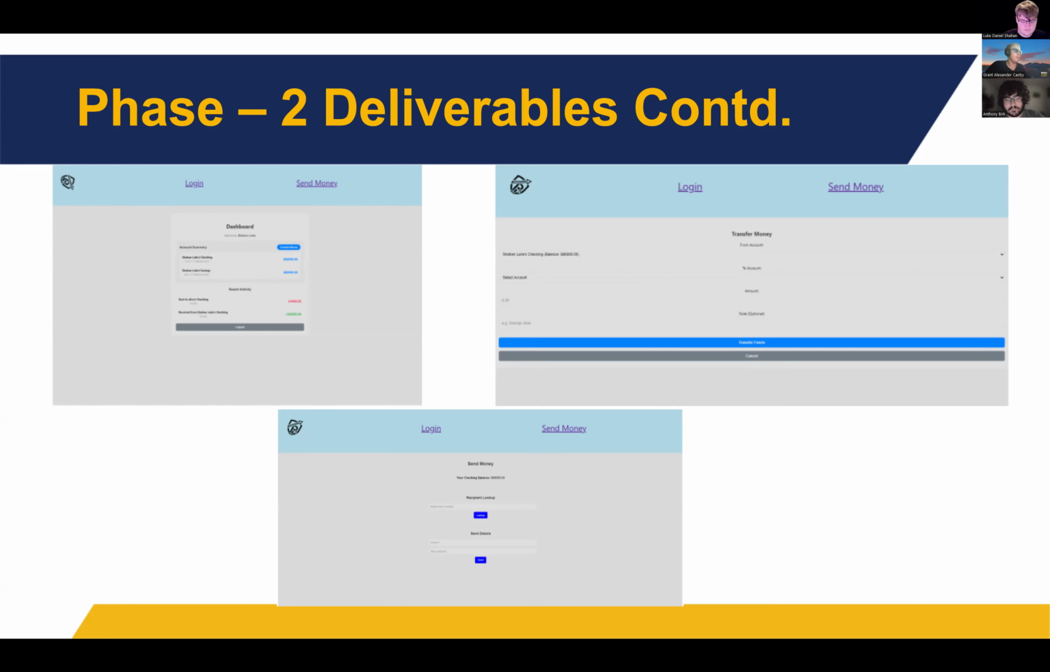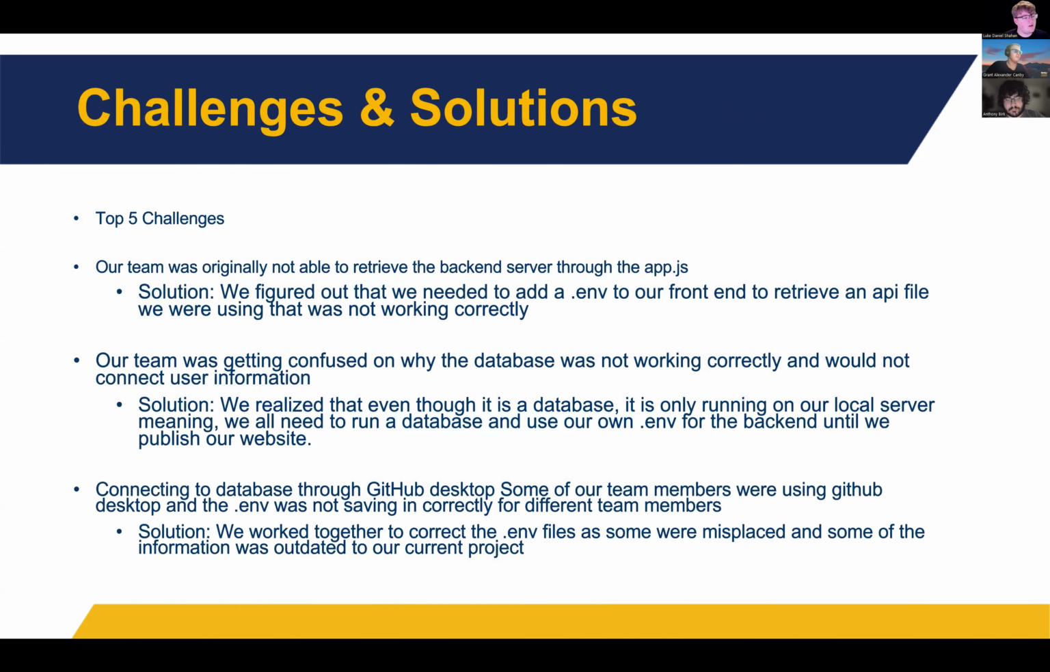All right, and then for our challenges and solutions, we chose our top 5 challenges. The first one being our team was originally not able to retrieve the backend server through the app.js. We figured out that we just needed to add a .env file to our front end to retrieve an API file we were using that was not working correctly.